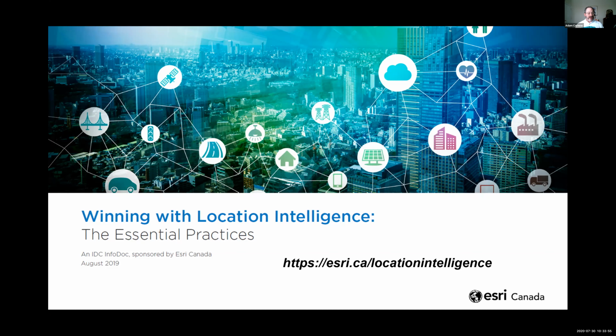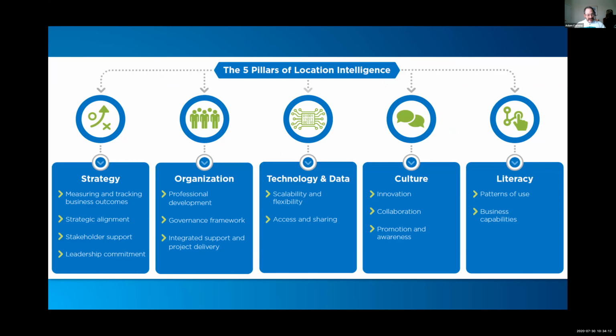And they were able to distill which organizations were doing the best, being the most successful with location intelligence. And then they were able to extract why they were successful. So they got real world best practices proven out there in the industries. And then what they were able to do was distill these best practices into these 5 categories, which they call the 5 pillars of location intelligence, which are strategy, organization, technology and data, culture, and literacy.